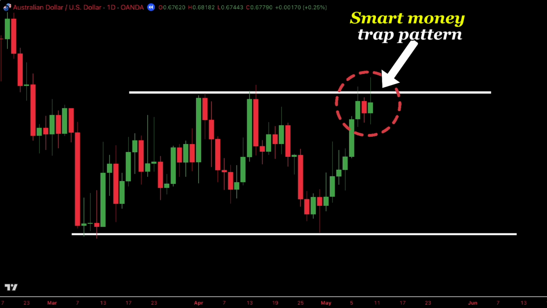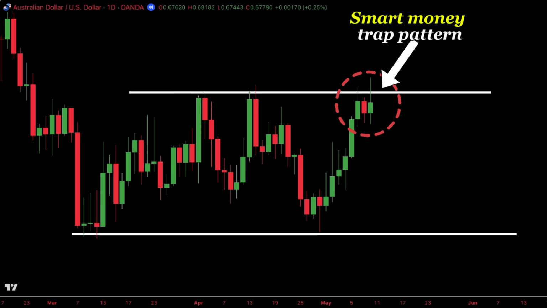The first candle is the mother bar. The second candle is the inside baby candle. And the third candle breaks above the mother bar and above the resistance level, sweeps buy-side liquidity, and then closes back inside the range. This is a clear buy-side liquidity trap.